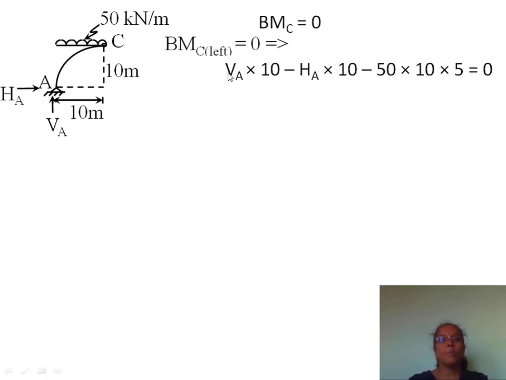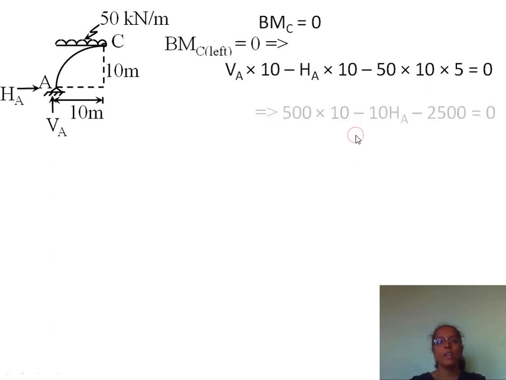So therefore plus VA into 10, this perpendicular distance is 10 meters, and then minus HA. HA is again inducing hogging moment about C, therefore minus HA into 10, so this is also 10, and then this UDL, 50 into 10 meter, half of 10 is 5 meter, so 50 into 10 into 5.